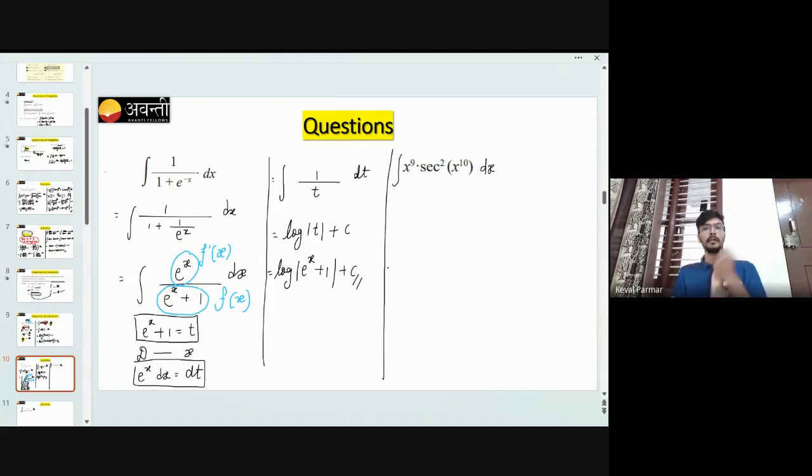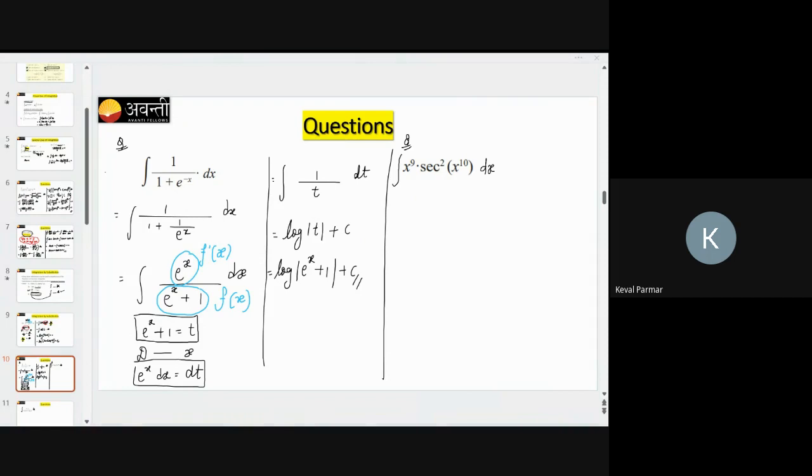Got it? Now for this question, I would like you all to try this. I will give you all a head start. Till then, I'll drink some water. I'm very thirsty. So I'll give you a head start here. You can solve this for 1 minute, then I'll start. It is very simple. You can directly see the hint.